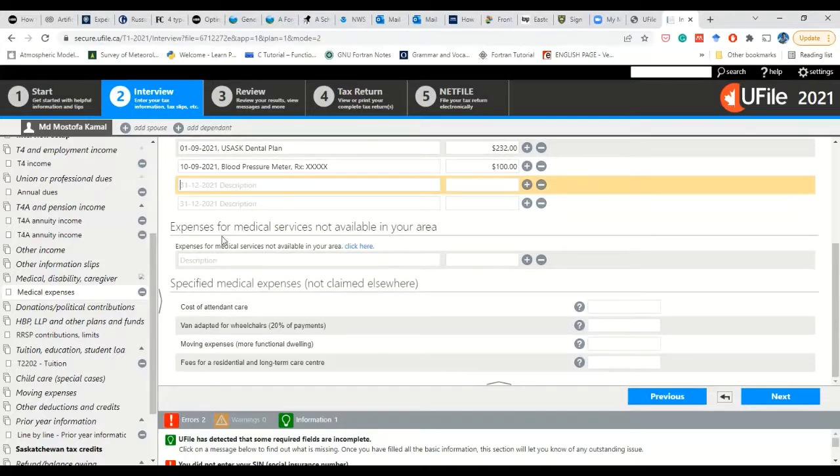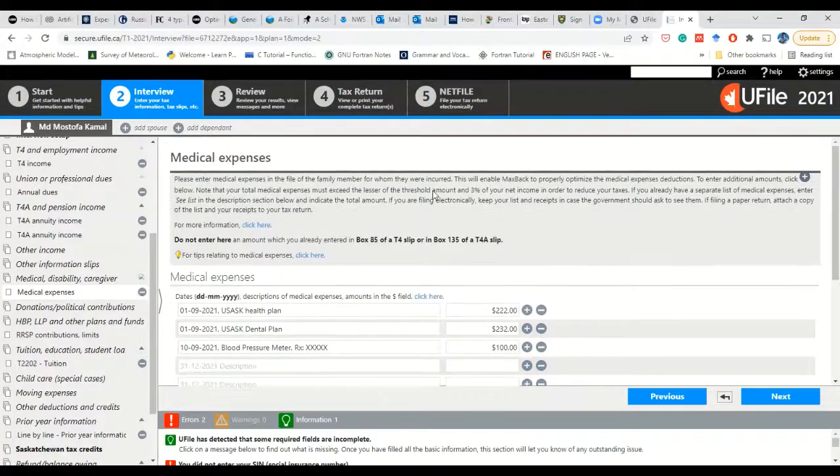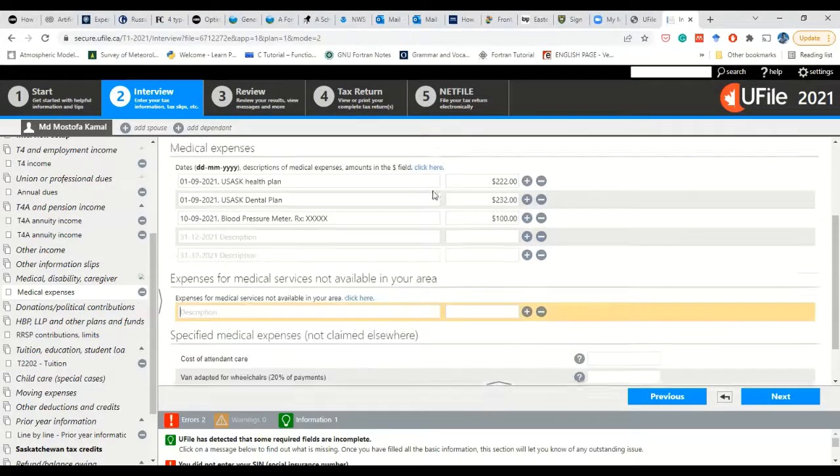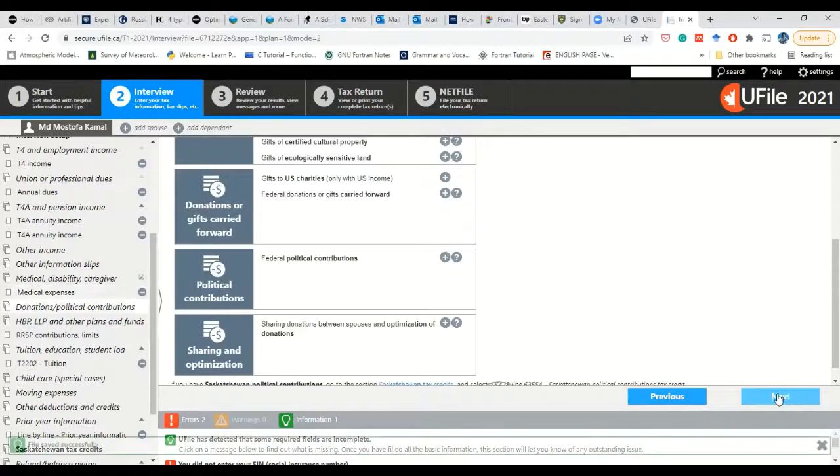And then again, this is medicine, and the same thing. Let's say expenses for medical services not available in your area. Let's say you went to Alberta because a diagnosis was not available in Saskatchewan, so you go there. It is the same thing. Under this form you can claim any kind of medical expenses here. The same thing for physiotherapy, chiropractor, or all those things. That's it for medical.